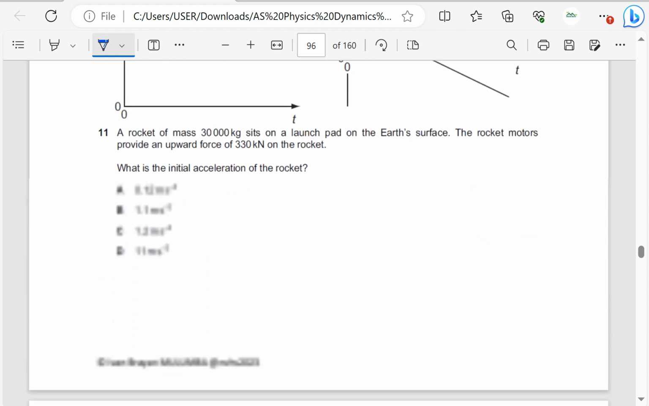A rocket of mass 30,000 kilograms sits on a launch pad on the Earth's surface. The rocket motors provide an upward force of 330 kilonewtons on the rocket. What is the initial acceleration of the rocket? So we know that by Newton's second law, resultant force F is equal to mass times acceleration.